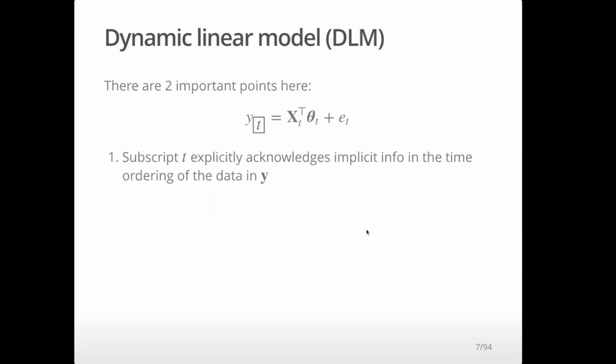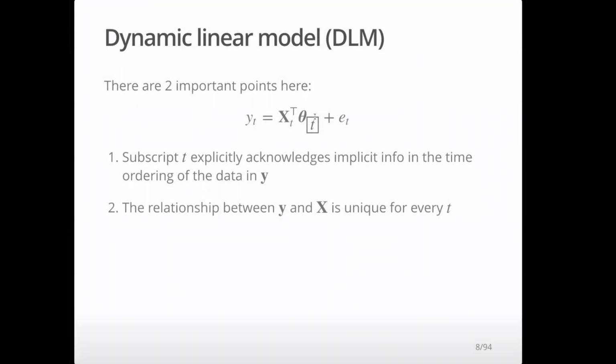Two important points to note here. In this regression model, the t subscript here tells us something about time. And that should tell us that there's actually some implicit information in the time ordering of the data. So in this type of model, actually shuffling the order of the y's and the x's would have an effect on what we're trying to do, because the parameters themselves are not static. Those are also changing.